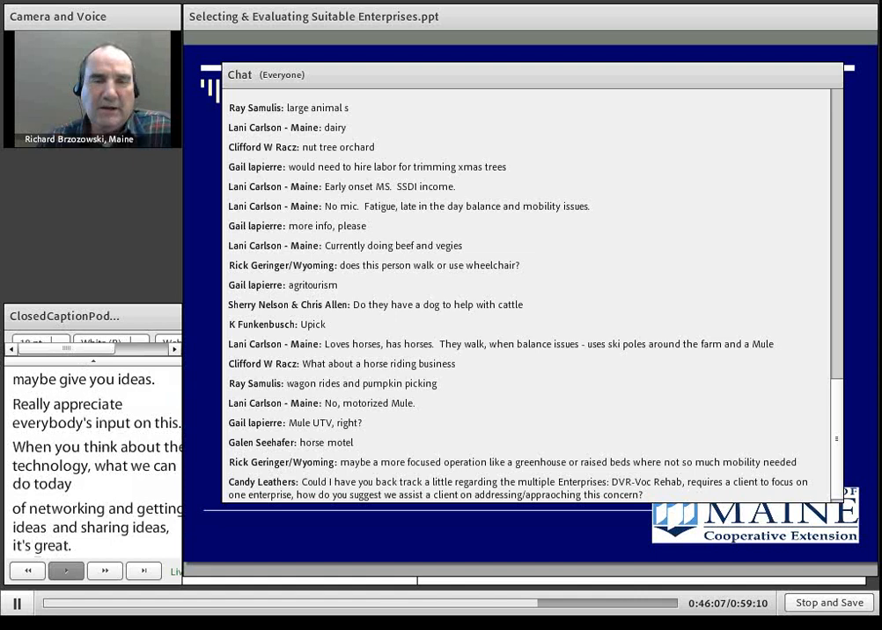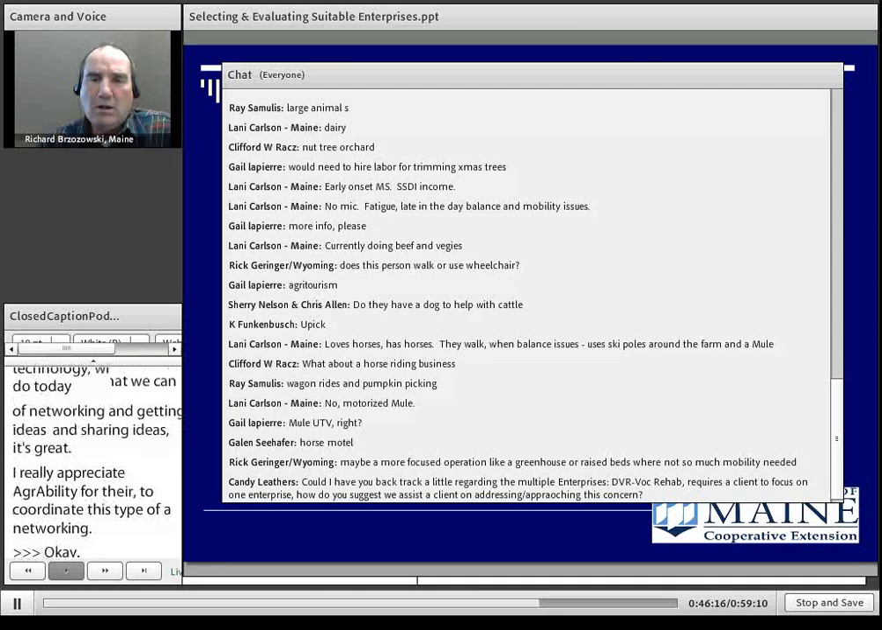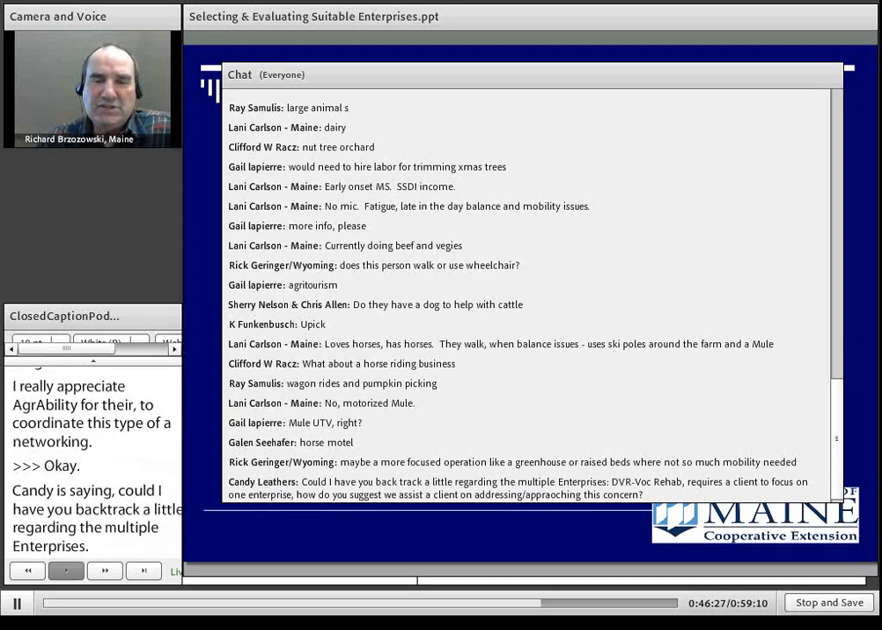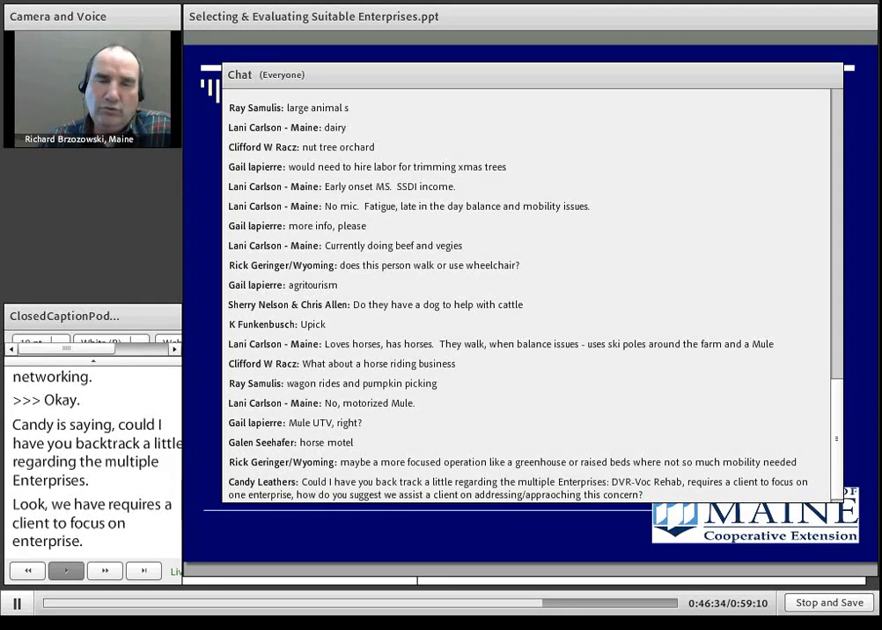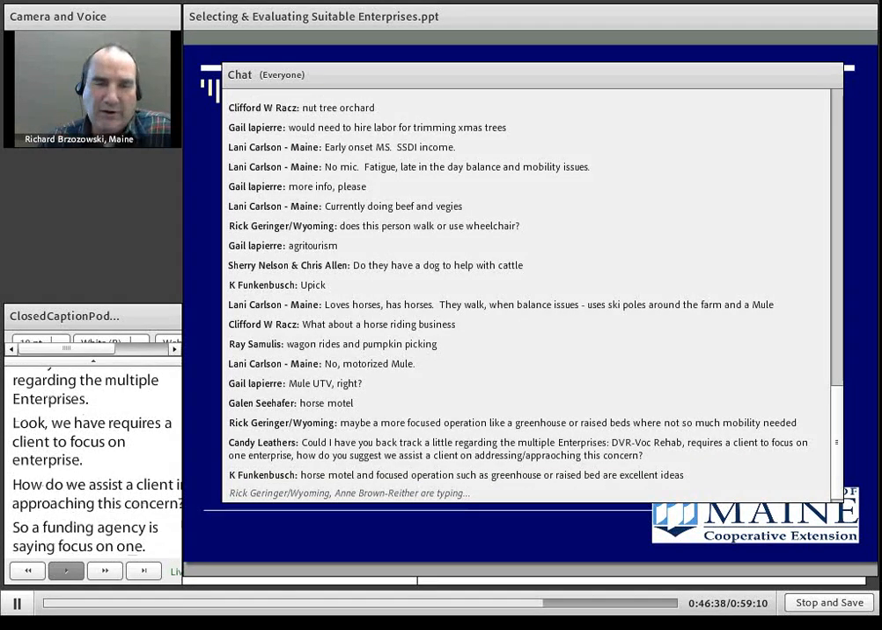Okay, Candy is saying, could I have you backtrack a little regarding the multiple enterprises? The book we have requires a client to focus on one enterprise. How do you suggest we assist a client in addressing this concern? Yeah, so a funding agency is saying focus on one. That might be because they don't want them too spread out. But when you do focus on one, you do run the risk. Your risks are higher.